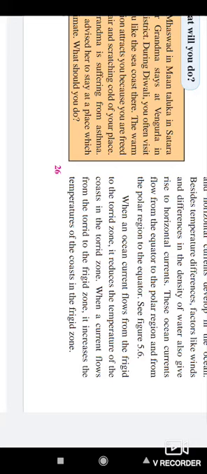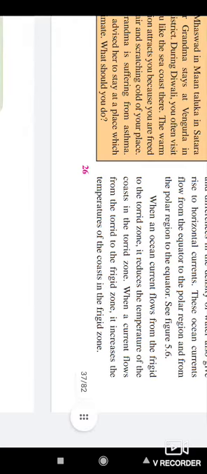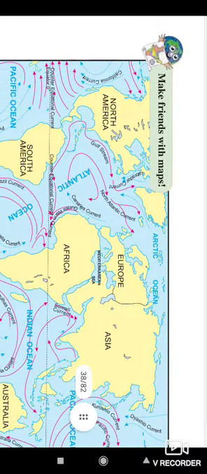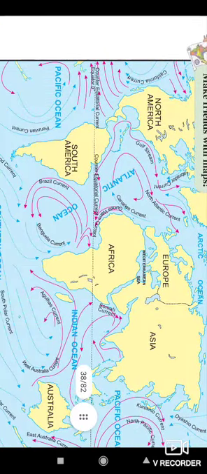When an oceanic current flows from the frigid zone to the torrid zone, it reduces the temperature of the coast in the torrid zone. When a current flows from the torrid to the frigid zone, it increases the temperature of the coasts in the frigid zone. Here are the currents of the sea.